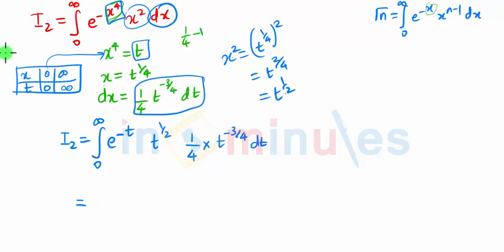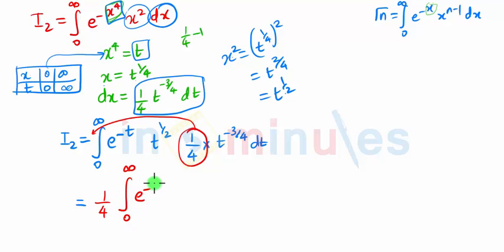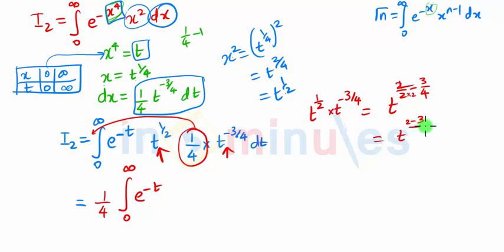Now this 1 by 4 can be taken out of the integration sign because it is a constant. So 1 by 4 integration of 0 to infinity e raised to minus t. And this t and this t can be combined. So t raised to half into t raised to minus 3 by 4 is nothing but t raised to half minus 3 by 4. Okay, so we take the LCM here. So we get t raised to 2 minus 3 by 4, which is t raised to minus 1 by 4. So this t will combine and we get t raised to minus 1 by 4 into dt.